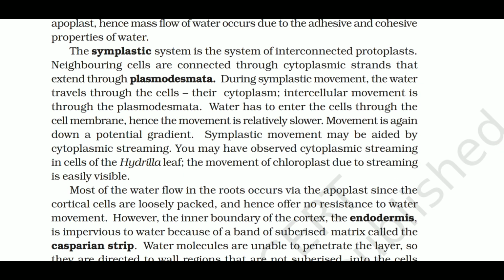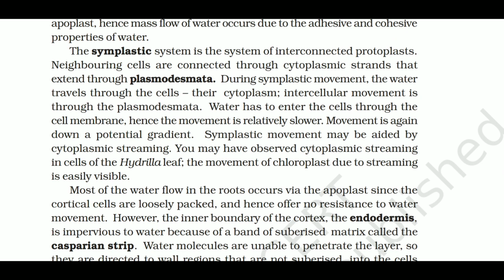Next, the symplastic system is the system of interconnected protoplasts. Neighboring cells are connected through cytoplasmic strands that extend through plasmodesmata. During the symplastic movement, the water travels through the cells and their cytoplasm. So the intercellular movement is through plasmodesmata. The water has to enter the cells through the cell membranes, hence the movement is relatively slow. The movement is again down a potential gradient. Symplastic movement can be aided by cytoplasmic streaming.